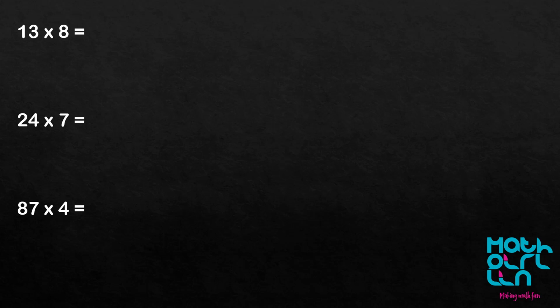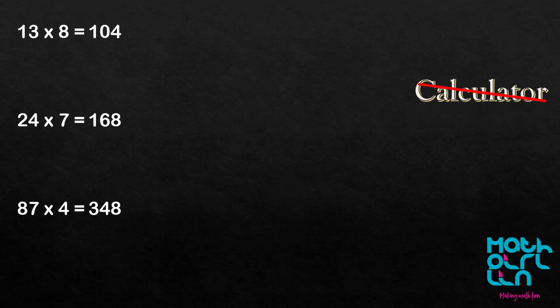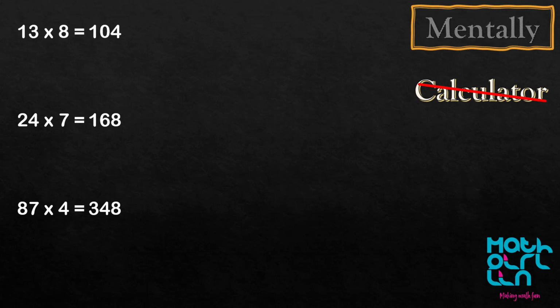13 times 8 equals 104. 24 times 7 equals 168. And 87 times 4 equals 348. Nope, I did not use a calculator. I did it mentally. Let's check if my answers are correct.